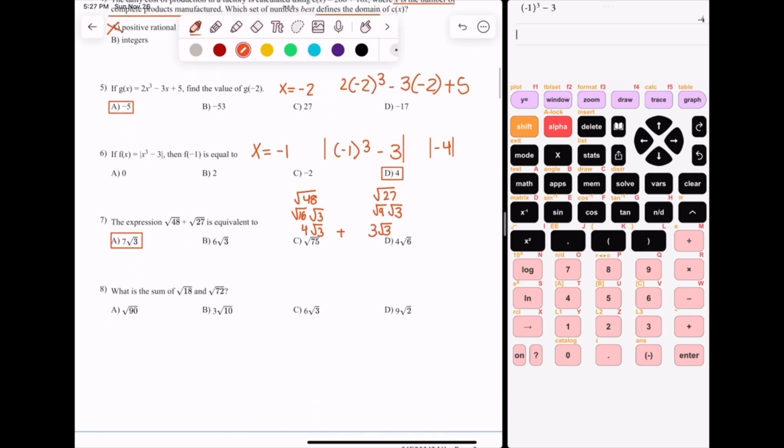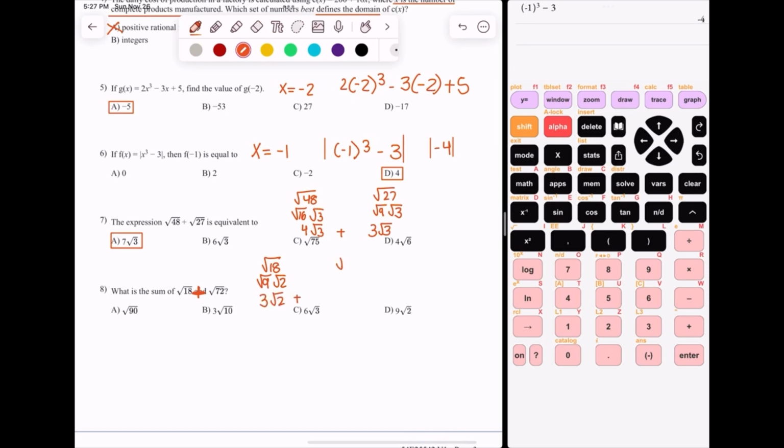Let's look at number 8. What is the sum of this and this? Sum means to add, so I have to add these two. But I cannot add them until the radicands, the number under the radical, is the same. So square root of 18, the perfect square number that could go into that is 9. The square root of 9 is 3. Leave square root of 2 alone.